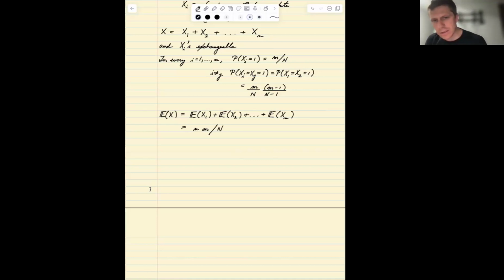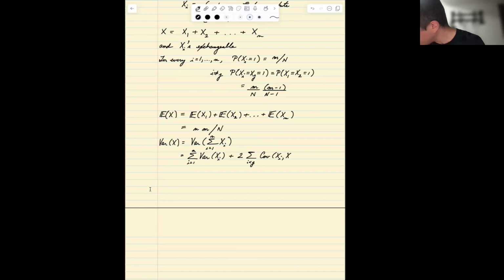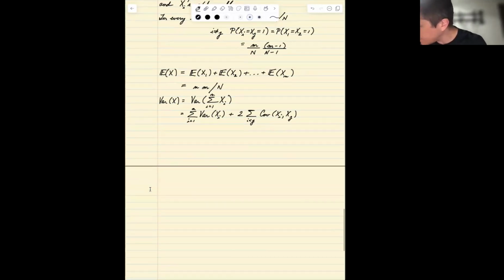And the variance of x is the variance of the sum, which is the sum of the variances plus 2 times the sum over i not equal to j of the covariance. Okay. So what is the variance on a marginal basis?